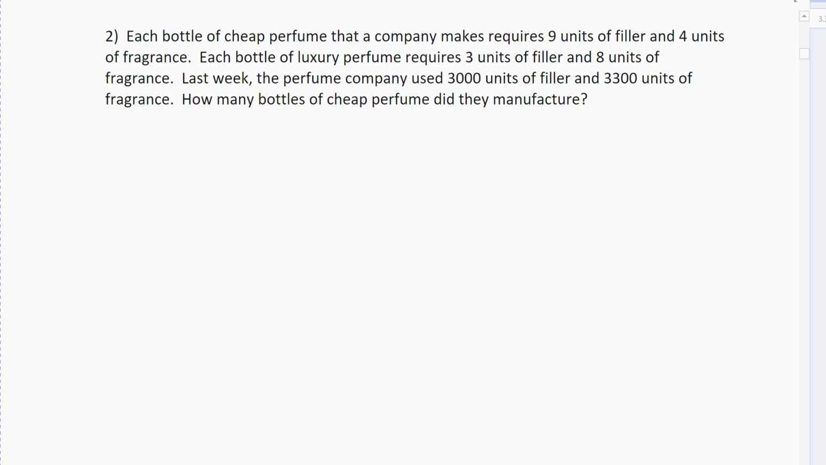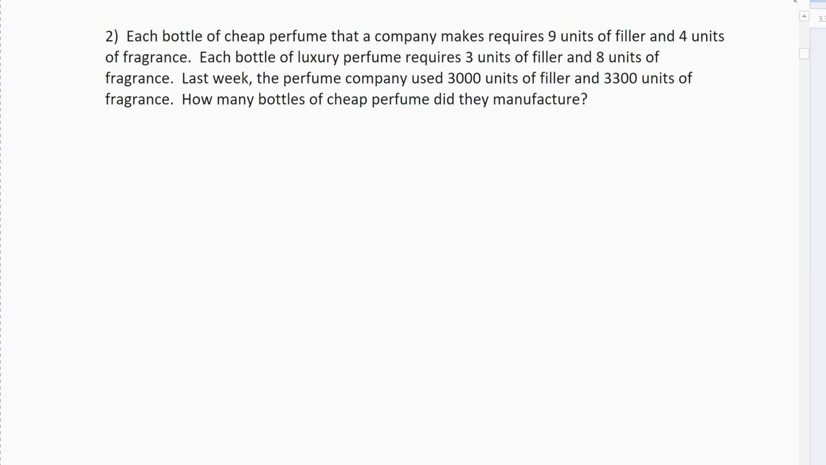There's this filler, all right, and then the fragrance. Because if you had all fragrance, it would be too much, and a lot of times the potency can also be damaging if it's too much. Alright, so the cheap stuff has 9 units of filler, 4 units of fragrance. The luxury has less filler and more fragrance, so it's more potent: 3 units of filler and 8 units of fragrance.